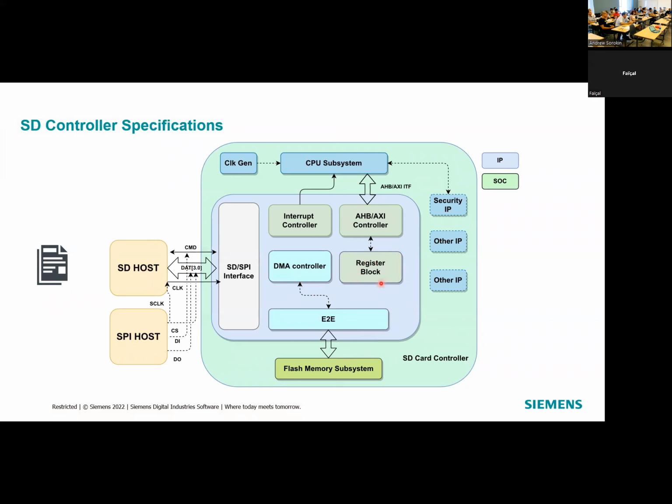We have a couple of registers here, to configure this chip and to be able to read the status of this chip. We have here an AHB or AXI controller to be able to communicate with the CPU, because we also need to have a CPU. Here we would have our software that will be executed by the CPU. We also have some security IP for the encryption and the secure boot.